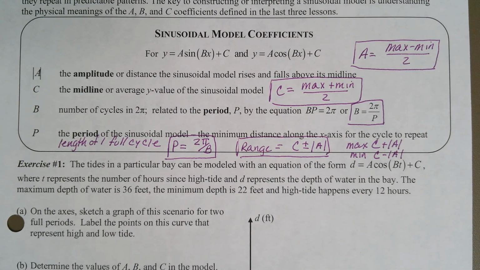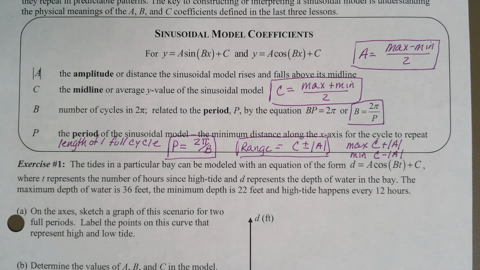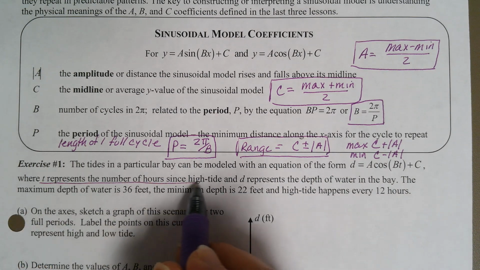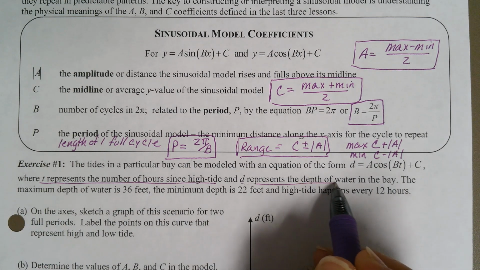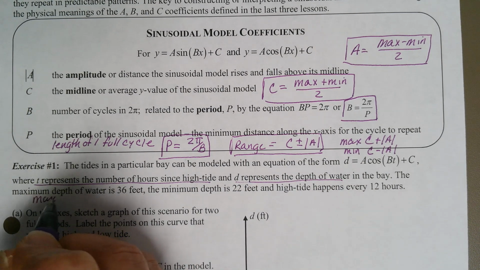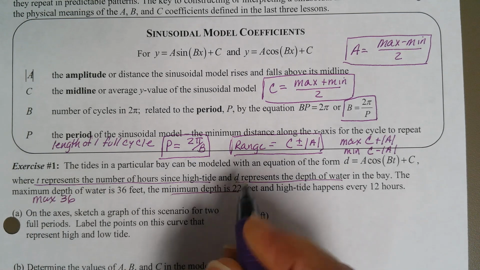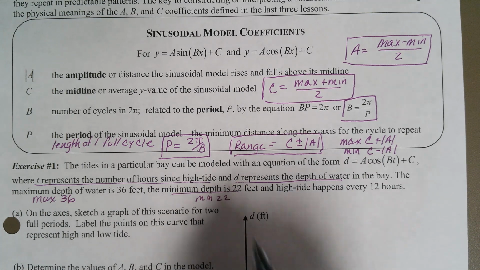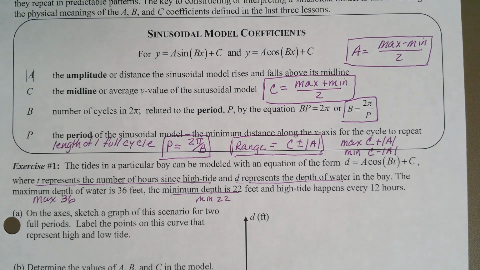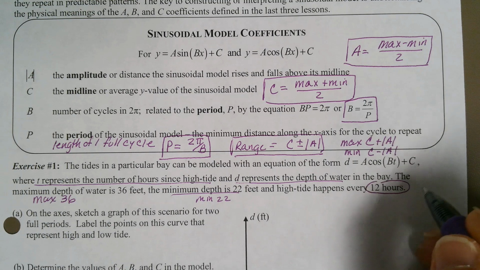Okay, here we go. Our first exercise. The tides in a particular bay can be modeled with an equation of the form lowercase d equals a cosine bt plus c, where t represents the number of hours since high tide and d represents the depth of the water in the bay. The maximum depth of the water is 36 feet, so the max is 36. The minimum depth of the water, the min, is 22. And high tide happens every 12 hours. This every 12 hours is our period.